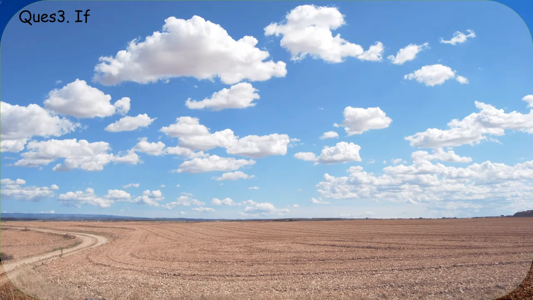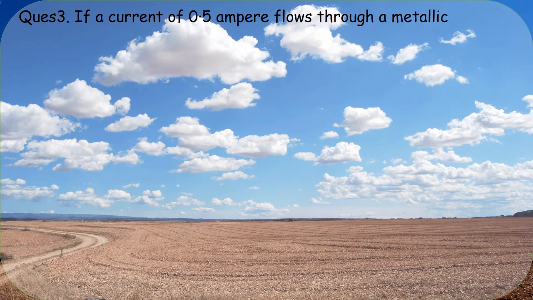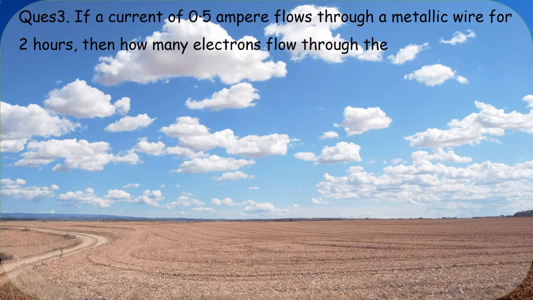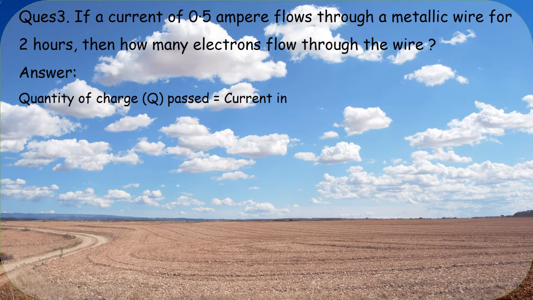If a current of 0.5 ampere is passed through a metallic wire for 2 hours, then how many electrons flow through the wire? Since the quantity of electricity passed is equal to current times time in seconds, we can calculate the quantity. This comes to about 3600 coulombs.